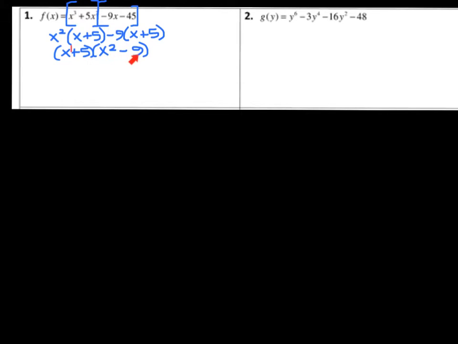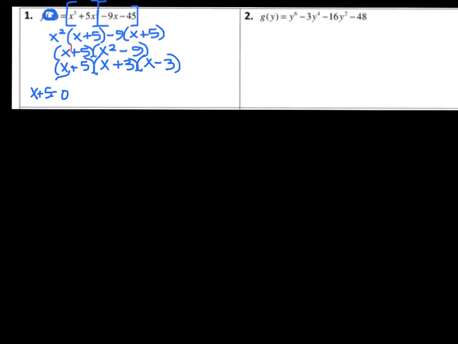But I need to look at this and I notice this is the difference of squares. So I know that will factor further. So this becomes x plus 5. The difference of squares is x plus 3, x minus 3. That is fully factored. I believe on your paper this is set equal to 0, which means I want to solve this. So I'm going to take each of these factors out and set them equal to 0.